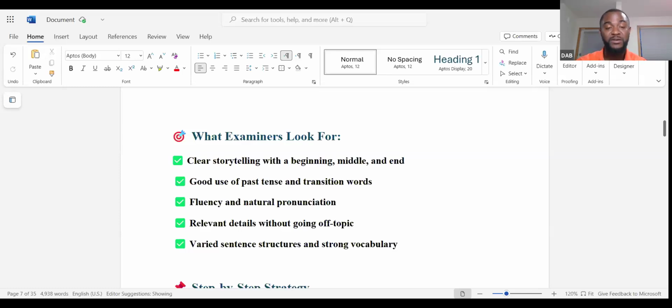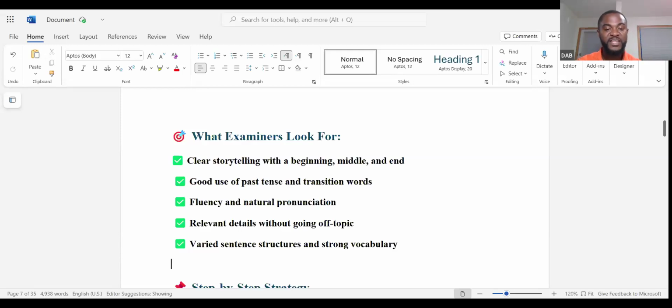Pronounce it as you can pronounce it and let it be clear. Flow. Let your story flow. Let the person listening to your story get the understanding, get a feeling of the story, of the past events that you're talking about. Then relevant details without going off topic. Maybe you want to give a scenario to the story or to the past experience that you're talking about. Don't give a scenario which is opposite of what you're supposed to talk about.